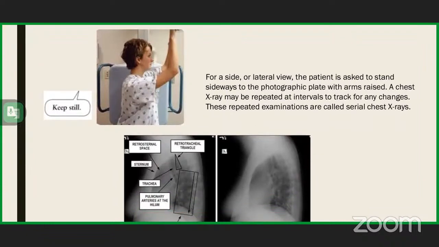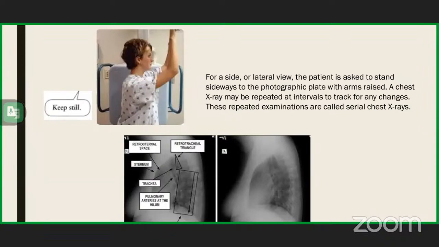For a side or lateral view, the patient is asked to stand sideways to the photographic plate with arms raised. A chest X-ray may be repeated at intervals to track for any changes. These repeated examinations are called serial X-rays, or serial chest X-rays in this case.